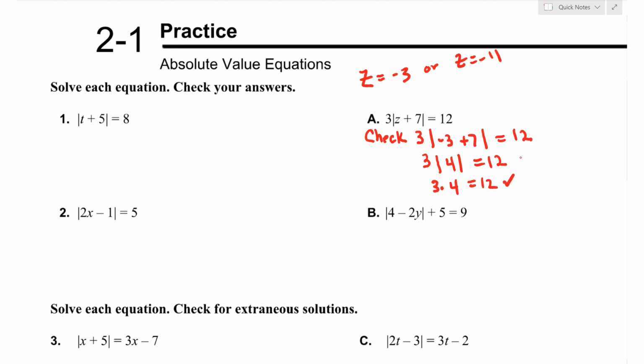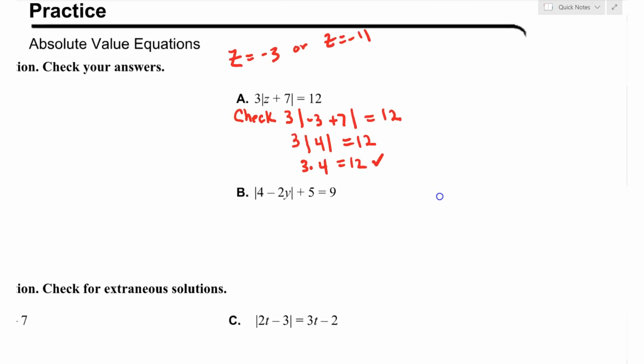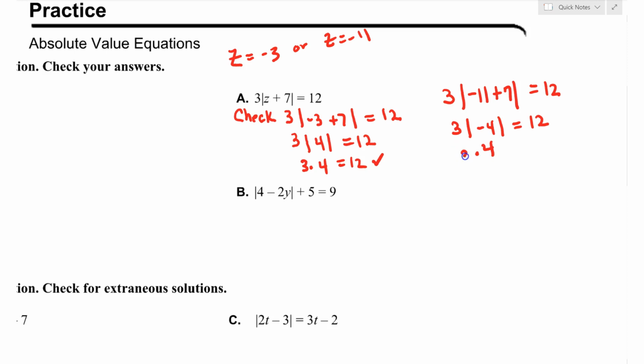Now we have to try z equals negative 11. So I have 3 times the absolute value of negative 11 plus 7 equals 12. 3 times the absolute value of negative 4 equals 12. And we know that the absolute value of negative 4 is 4. So 3 times 4 gives you 12, and that does check. Every answer you do have to check.